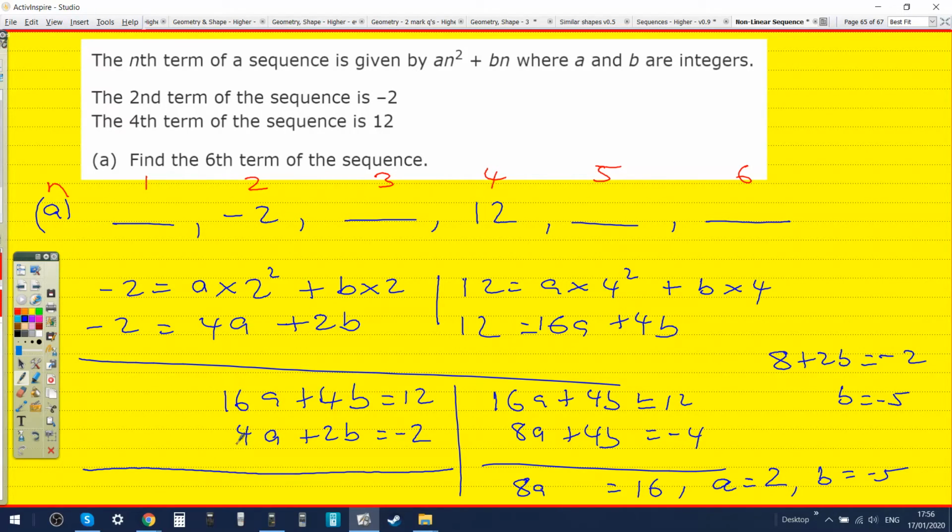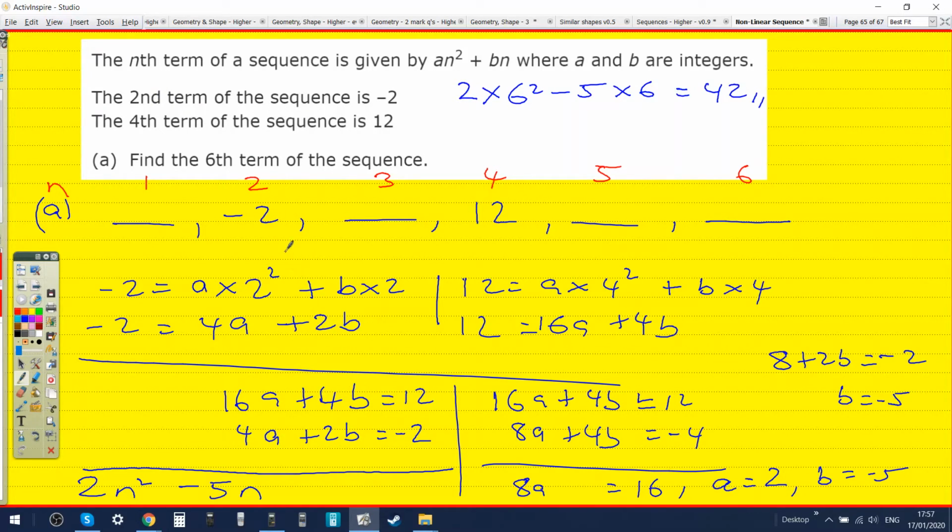So do I put 2? Mm-hmm. So 2n squared plus, so minus 5, sorry, 5n. And find the 6th term. So 2 times 6 squared, 6 squared is 36, 72. 72 minus 30 is 42. It's 42. So a very, very tricky one with that gap using simultaneous equations.